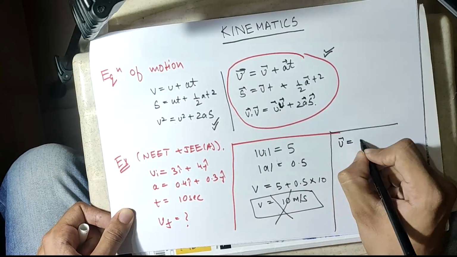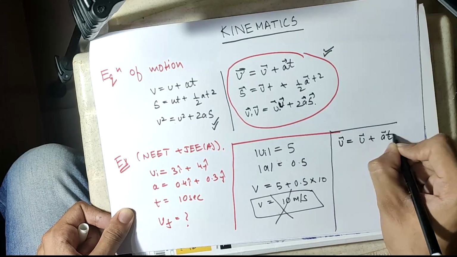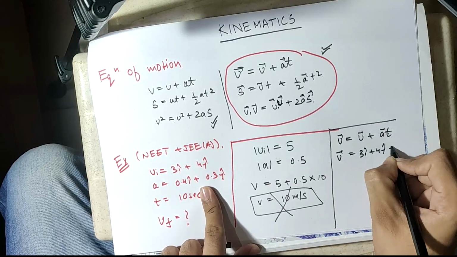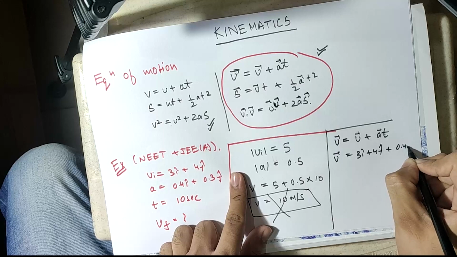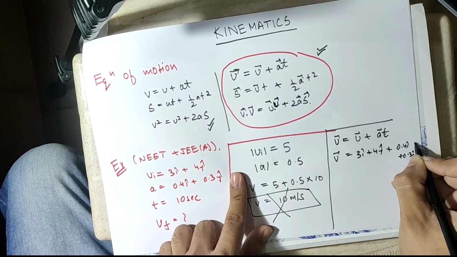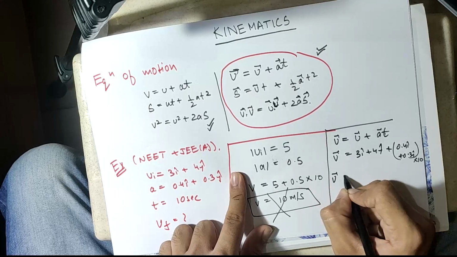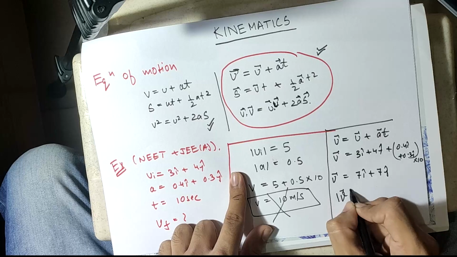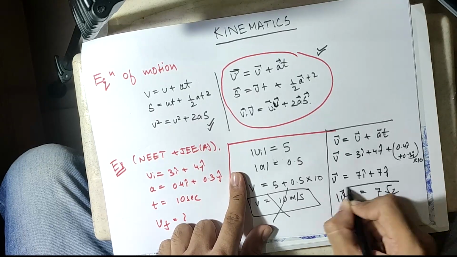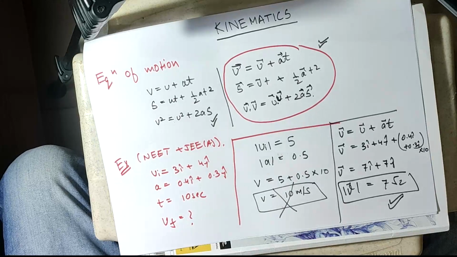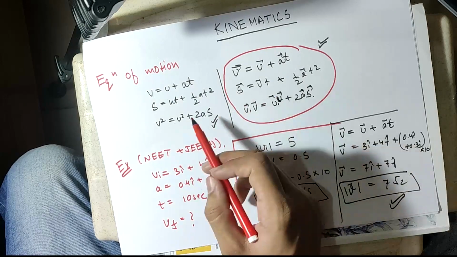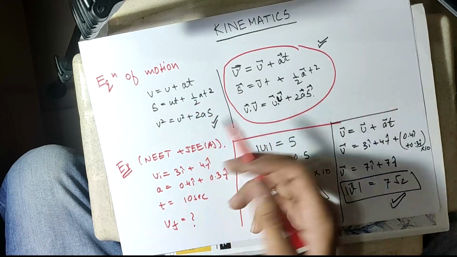Use this equation. V vector is equal to U vector plus A vector into T. V vector will be equal to U vector 3 i cap plus 4 j cap plus 0.4 i cap plus 0.3 j cap into 10, which will be 7 i cap plus 7 j cap. Then find mod V, which will be 7 root 2. This is the correct answer. It's a very important question. It came in both NEET as well as JEE Advanced. So just by changing the approach we can solve the questions.